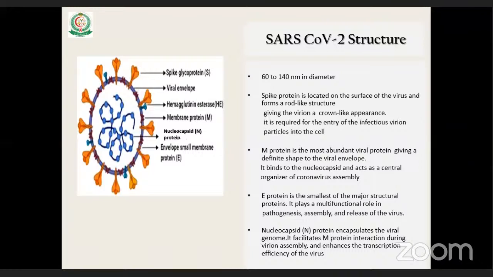More importantly, this protein helps the virus to enter the host cells by attaching to the angiotensin converting enzyme 2 receptors. The second protein is the M protein or the matrix membrane protein. It is the most abundant viral protein, and it acts as a central organizer for coronavirus assembly. The third one is the E protein. It is the smallest protein, and it plays multiple functions, including pathogenesis, assembly, and release of the virus. And the fourth protein is the N protein or the nucleocapsid protein, which facilitates the M protein interaction during the virus assembly.